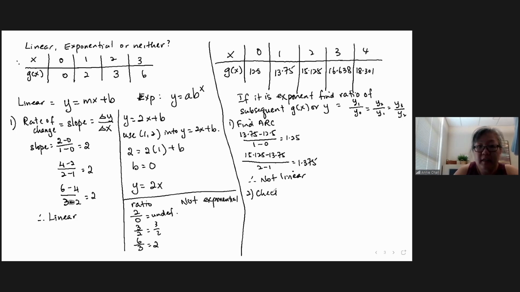So check if exponential. Okay, so we're gonna get the ratio: 13.75 over 12.5. What is that? And then the next one is 15.125 over 13.75. Then 16.638 over 15.125. What is it? And then finally we have 18.301 over 16.638. What answers do you get?